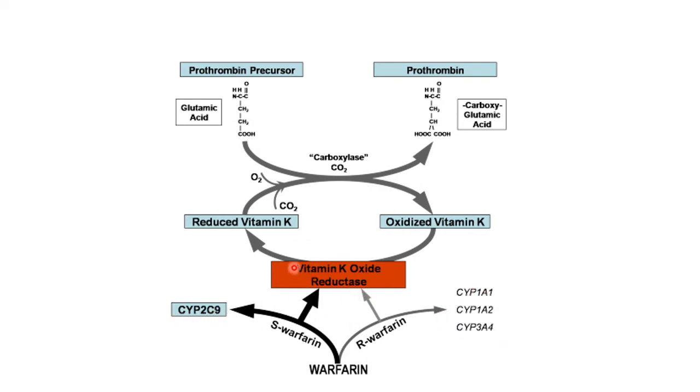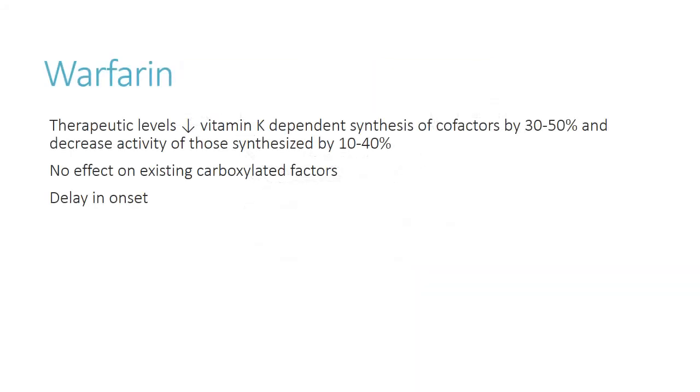But basically, blocking this enzyme is going to prevent us from reducing the vitamin K. It's going to be functionally not very effective, and thus we're going to end up having issues producing new clotting factors. So doing that to the rats, they end up bleeding out and then eventually dying.